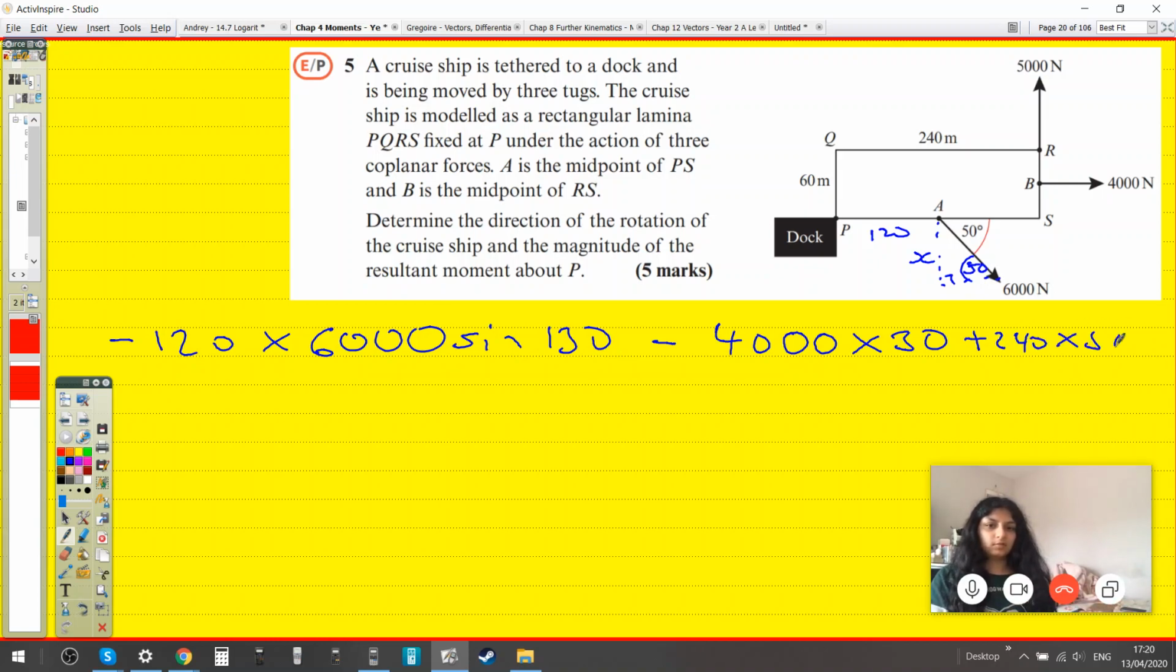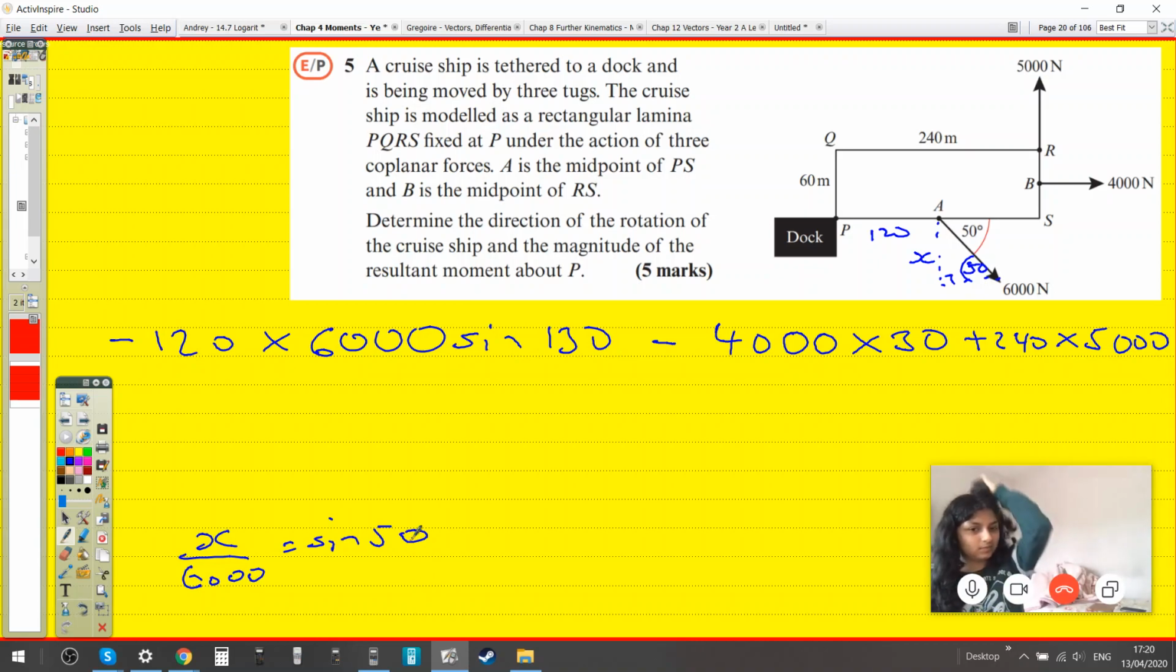Before we put stuff into the calculator, we wanted this x. How do you get it? So this is 50, so that must be 50. 1,000 sine 50. So sine 50 is opposite over hypotenuse, so x over 6,000. But I thought you couldn't use that 6,000 as a value. Why not? Because it's not a distance, it's a force. In vectors, force is represented as distance.